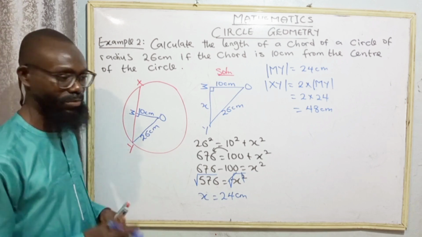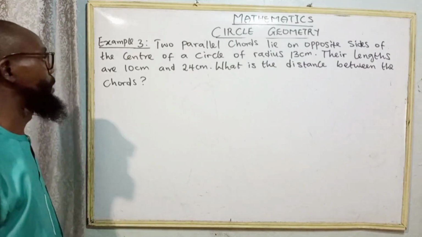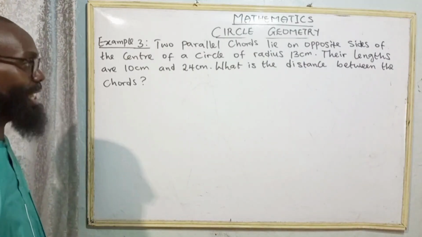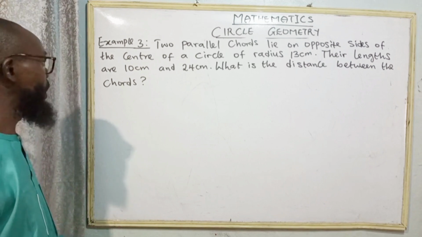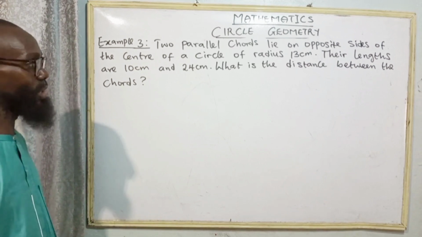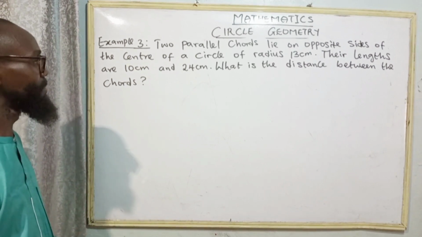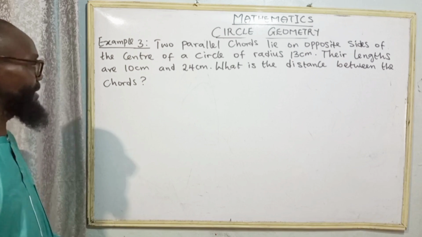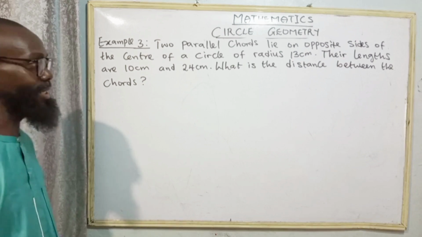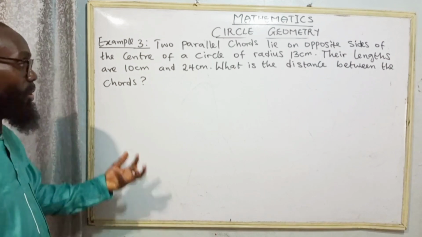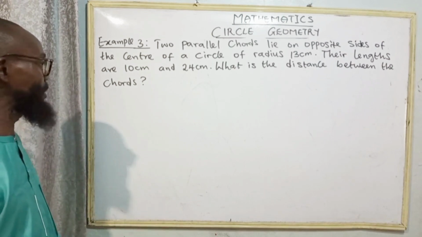So let's move on. Example 3. Two parallel chords lie on opposite sides of the center of a circle of radius 13 centimeter. Their lengths are 10 centimeter and 24 centimeter. That is the length of the chords. What is the distance between the chords?